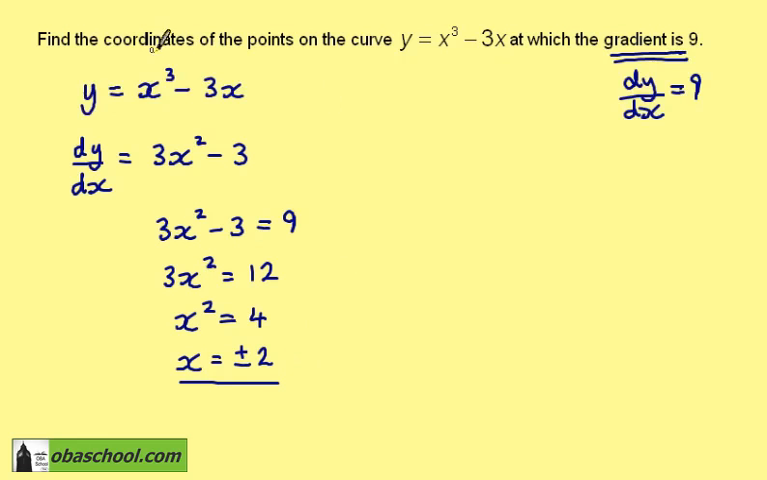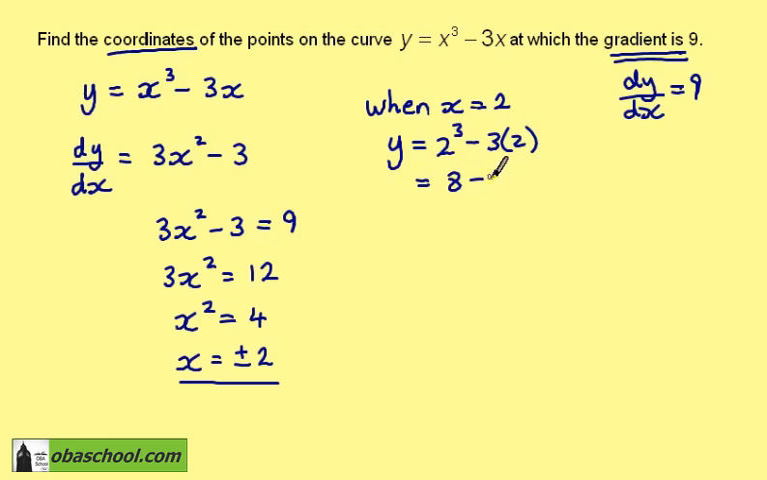So we have x values. For coordinates we need the corresponding y values. So when x is equal to 2, we need to substitute 2 into the original y equation, x cubed minus 3x. So y is going to be 2 cubed, take away 3 times 2, which is 8, take away 6, which is 2. So we have the point 2, 2.